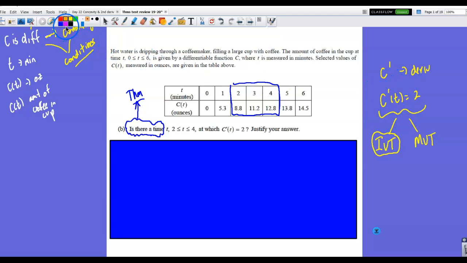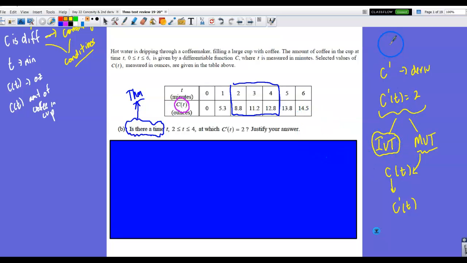But when I come back over here and I look at my table of information, I have the original function. So we know that the original function is c of t, and the first derivative is c prime of t. So that leads me to believe that we are dealing with the mean value theorem, because the only information that I have, I can look at the conditions of the original function. To apply the IVT, I would need to know the conditions of the first derivative. And I don't know the endpoint values of the first derivative.